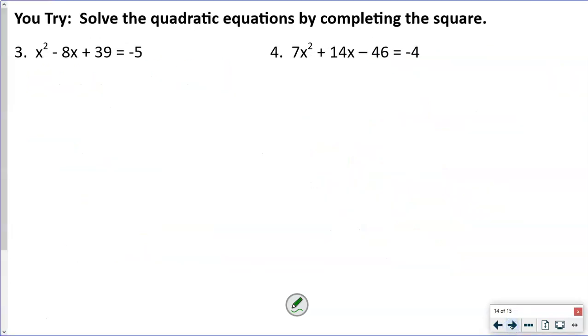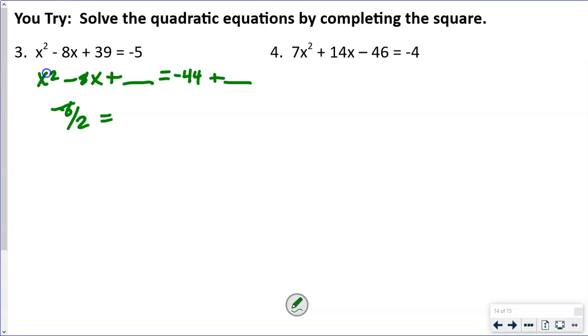All right, let's do this one. Go ahead and work this one and pause the video and come back to me when you're done, okay? So we got x squared minus 8x plus blank. We're going to move that 39 by subtracting it from both sides, so that's going to actually give us a negative 44 plus blank.